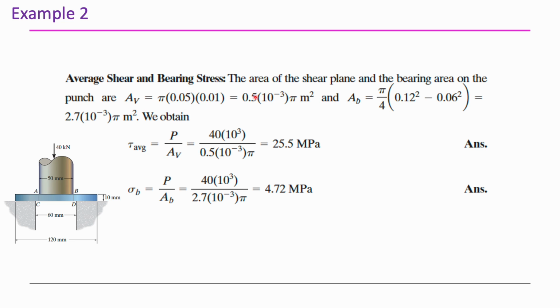AV represents the area of the shear plane, and it is the area around the shaft which is equal to perimeter times the thickness of the plate. And AV is equal to pi times 0.05 times 0.01. Pi times 0.05 represents the perimeter and 0.01 represents the thickness of the plate. Therefore, the punching shear stress is equal to shear force, which is represented by P, divided by the area of the shear plane, which is represented by AV. When we substitute all of these values, the result is that the punching shear stress is equal to 25.5 megapascals.